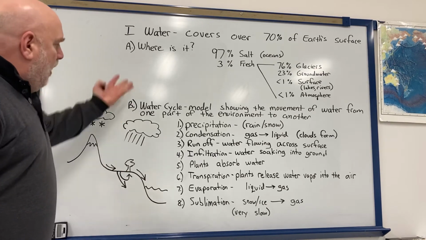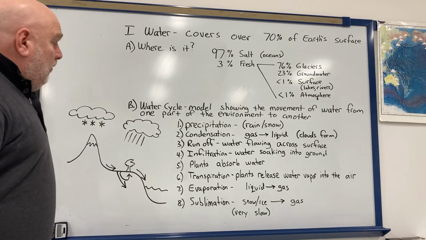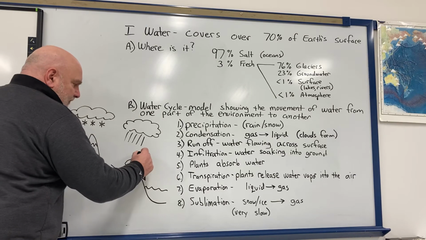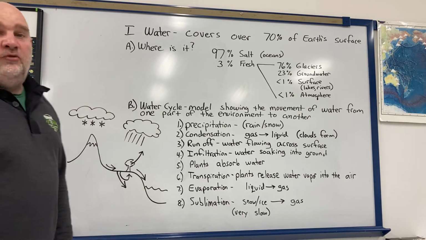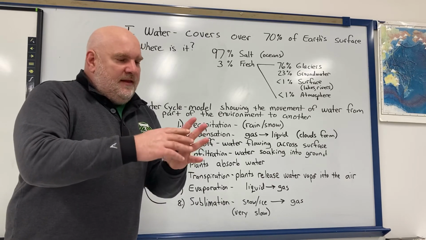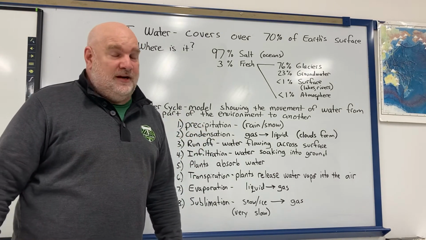So now how does the water get back up into the atmosphere then? Well, one way the water gets back up into the atmosphere is by transpiration. Transpiration is when plants soak up water from the ground, and then they end up releasing water through their leaves. That's transpiration.